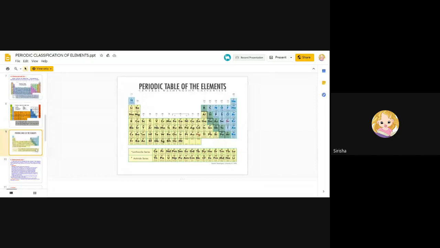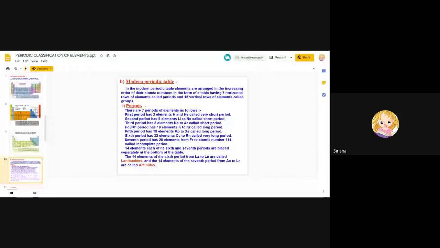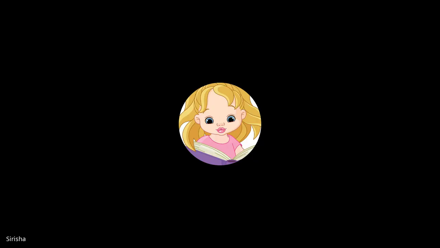So in the modern periodic table, you have 7 horizontal rows of elements called periods and 18 vertical rows of elements called groups. 7 periods: 1, 2, 3, 4, 5, 6, 7. And 18 columns: 1, 2, 3, up to 18. They are called groups. Periods: there are 7 periods of elements as follows.